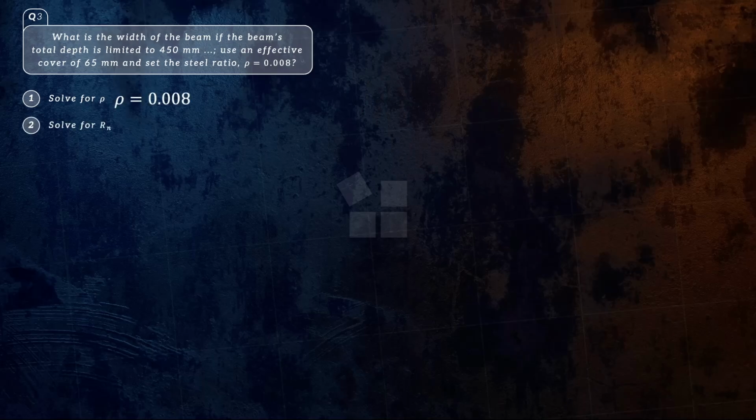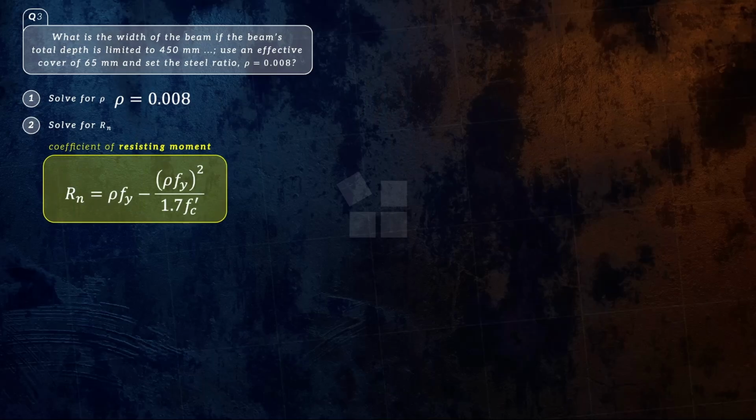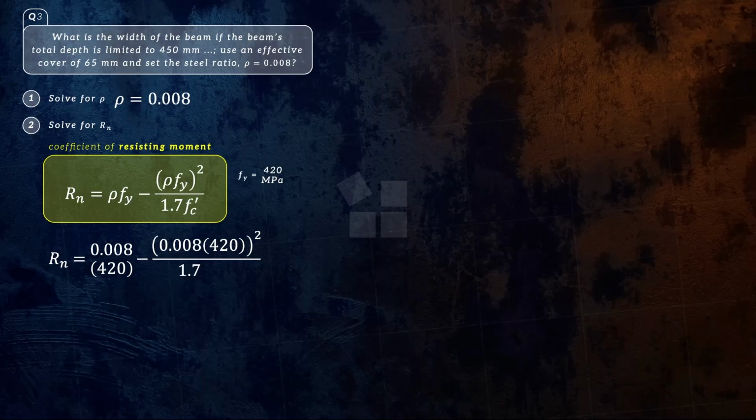Step 2 would be to solve for Rn. We can use the formula for Rn a while ago in the second question, but it would be much easier if we use another formula for Rn. Using this formula, Rn would be equal to rho, given as 0.008, times fy, which is still 420, minus rho fy squared. We can take the first term and simply square it over 1.7 f'c, which is still 21. Solving for Rn would give you a value approximately equal to 3.04.